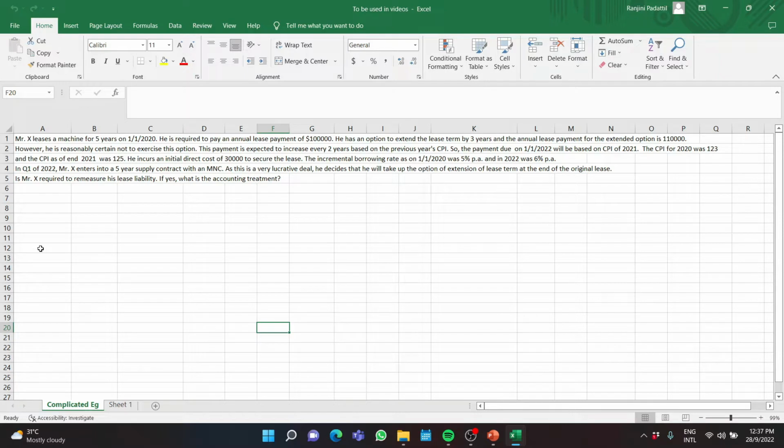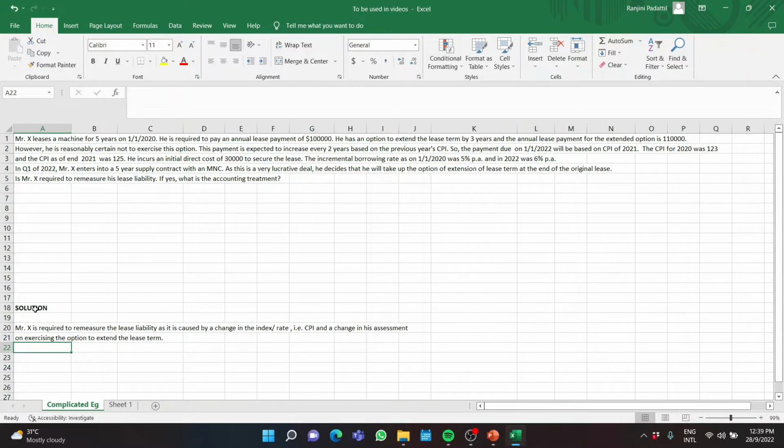So first of all, let us see whether he needs to remeasure his lease liability or not. You need to remeasure your lease liability if there is a change in the lease liability on account of the specific changes in either lease payment components or the lease term. Mr. X is required to remeasure the lease liability as it is caused by a change in the index or rate, that is the CPI, and a change in his assessment on exercising the option to extend the lease term. Now the second part of the question, if yes, what is the accounting treatment? Now over here, you just need to give what will be the accounting entry that is to be passed to remeasure the lease.